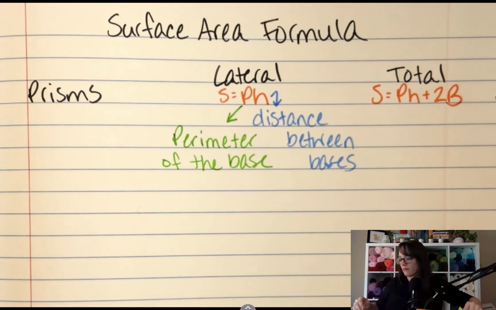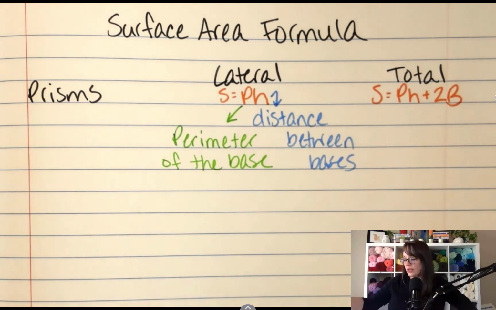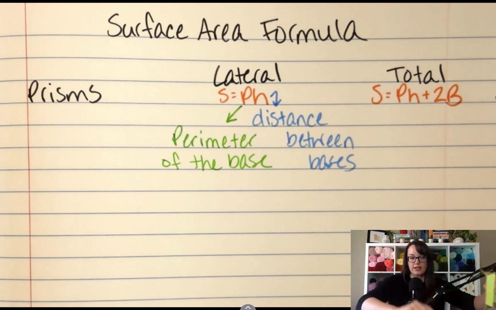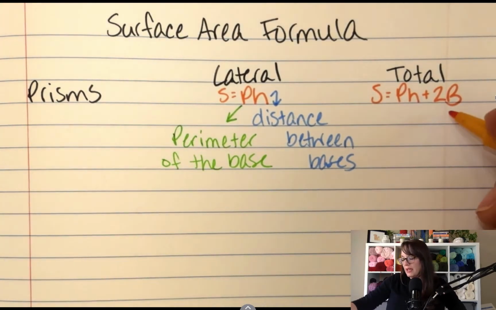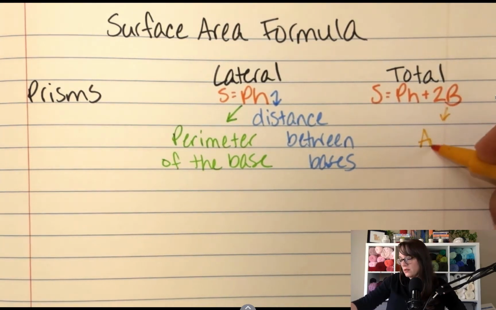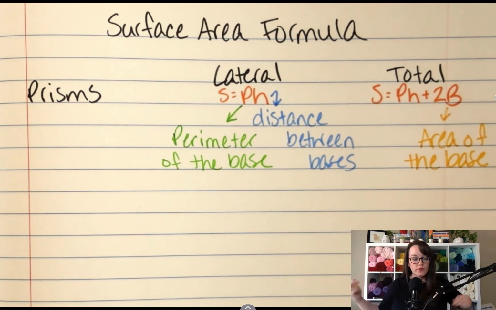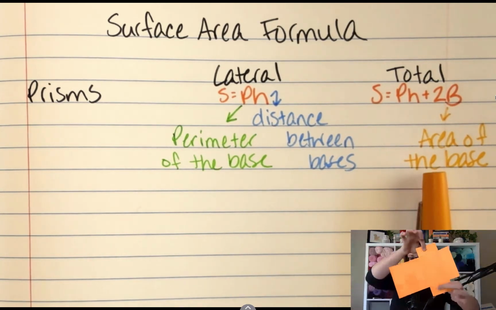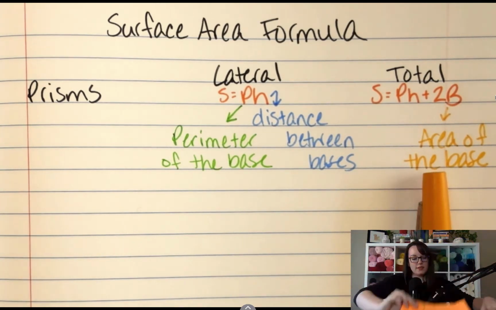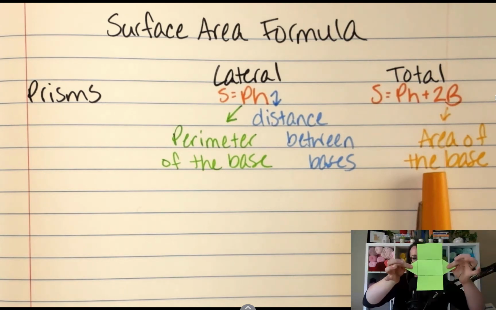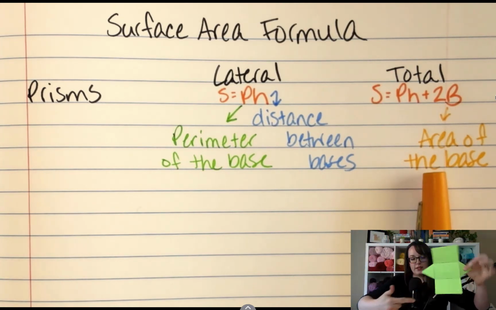Now, to find total area, you take the lateral area, which again is the area of the rectangle that goes down the middle, and you add in 2 capital B's. Capital B is the area of the base. And you have 2 of those with prisms. So base, base, lateral face. And then over here you've got base, base, lateral face.